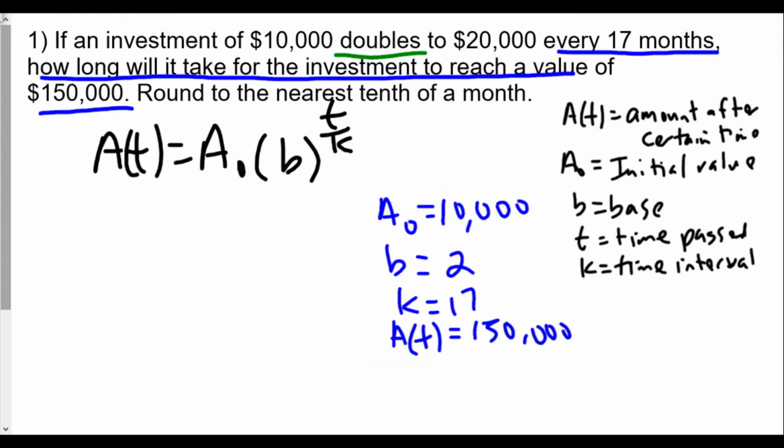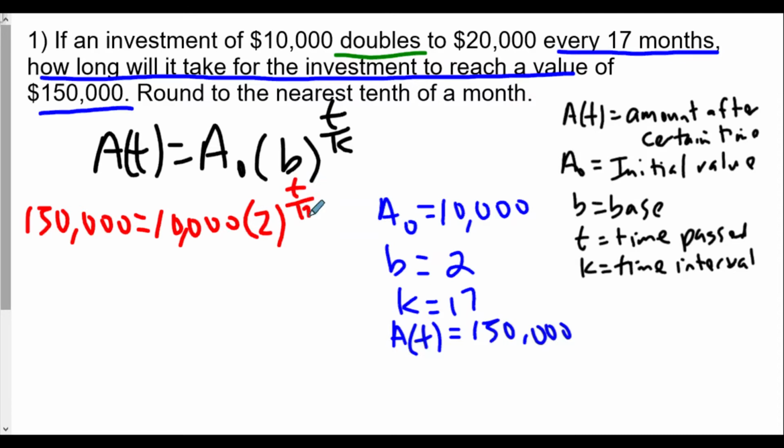We see here the A of t is going to be $150,000. We're starting off with 10,000. Our base is 2. We don't know what the time is, so that's our unknown value, but we do know it occurs every 17 months. And this will be the important part of filling in your formula: what's being filled in each time.